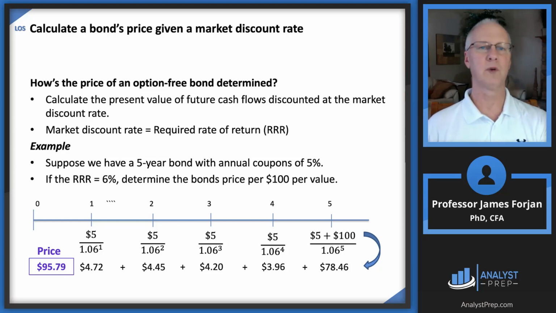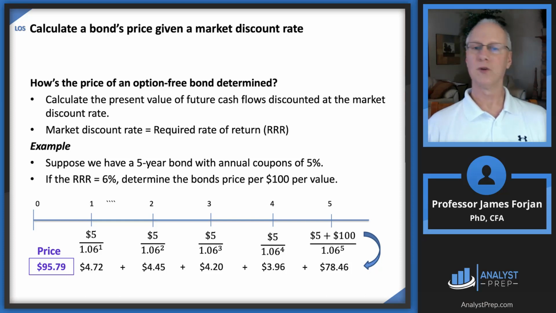So the explicit promise is, I promise, as the borrower, to pay you $5 on every $100 bond that you own every year for the next 5 years. And then at maturity, when the bond matures, I will pay you that $100 back. So look at the timeline there. In year 1 and 2 and 3 and 4 and 5, you have that $5 coupon payment. And then at the end of year 5, you have to add in that principal payment as well.